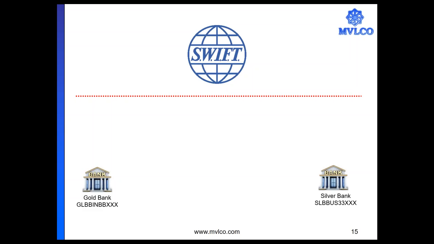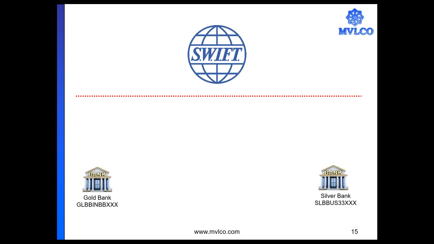Now on the screen, I got two entities. Gold Bank having the BIC, the business identifier code, GLBB indicating Gold Bank, IN indicating India, BB indicating Bombay, XXX could be representing any bank, any branch of that particular bank. So to summarize, I have GLBB, Gold Bank, IN India, BB, Bombay. On the other hand, I got the bank called Silver Bank, which is indicated in the BIC by SLBB. US indicates United States, 33 indicates New York.